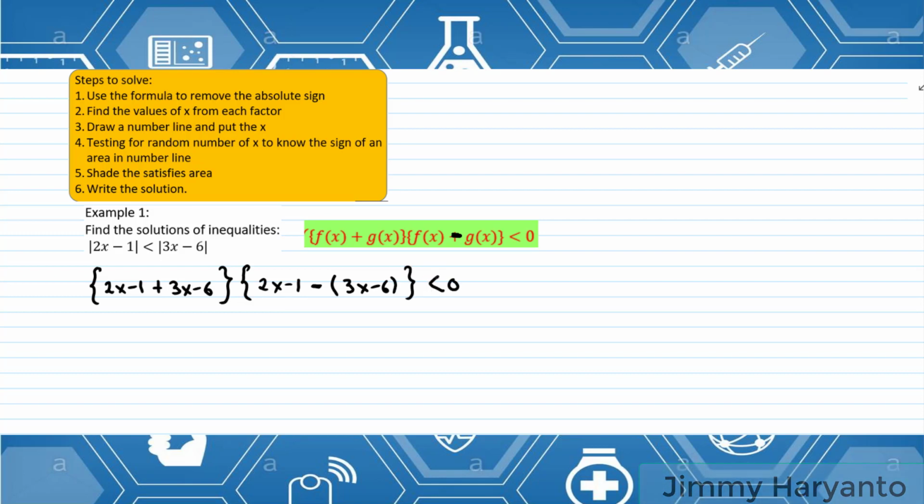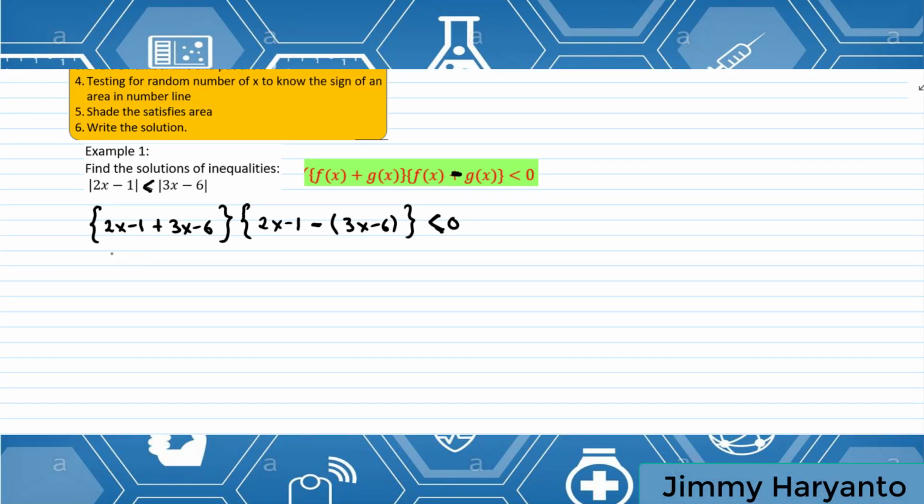The sign will follow the question. If the question is less than, we write less than. And then we have to simplify the factors. This is called a factor: 2x plus 3x is 5x, minus 1 minus 6 is minus 7. And for the second factor, 2x minus 3x is minus x, negative 1 minus negative 6 is negative 1 plus 6, plus 5, less than 0. There you go. We already did the first step.